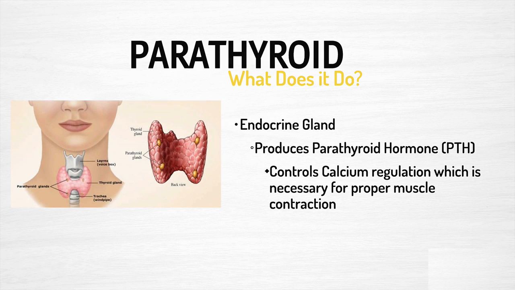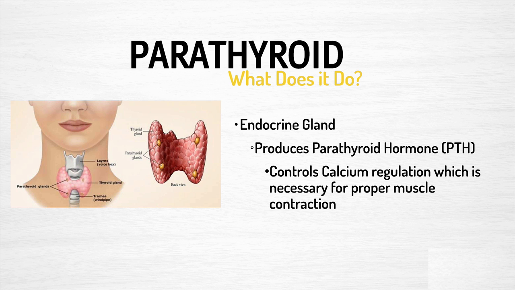So let's look at the parathyroid gland. Now, the parathyroid functions differently than the thyroid gland itself, and you can see it's these small areas on the back of the thyroid. It's also an endocrine gland, and it produces parathyroid hormone, and parathyroid hormone controls calcium regulation. Calcium in your bloodstream is necessary for proper muscle contraction. In order for you to squeeze a muscle, you need calcium.